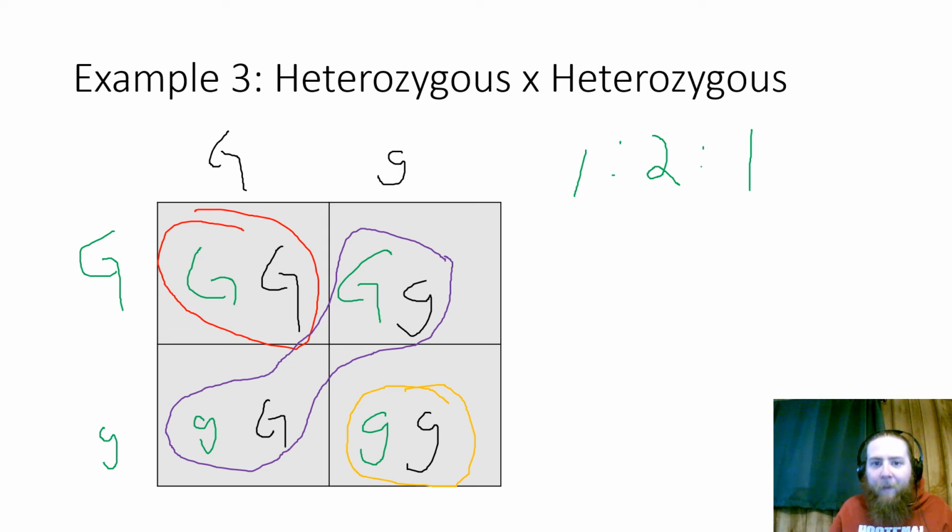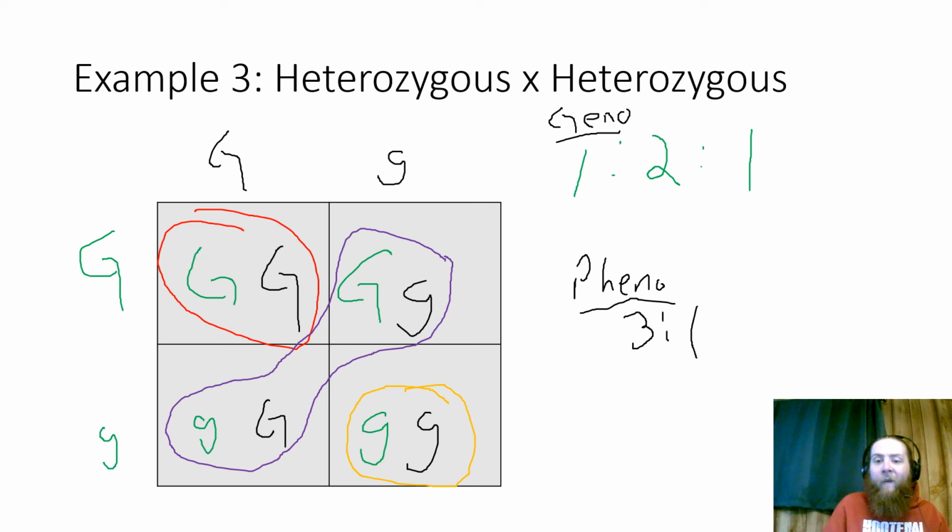What do our phenotypes look like? Well, we have 3 green and 1 yellow. Geno versus pheno. So we have 3 green and 1 yellow. This is what Mendel was seeing. He was seeing this 3-to-1 ratio when he was mixing these heterozygotes, these F1. This could be another example of those F1 plants.